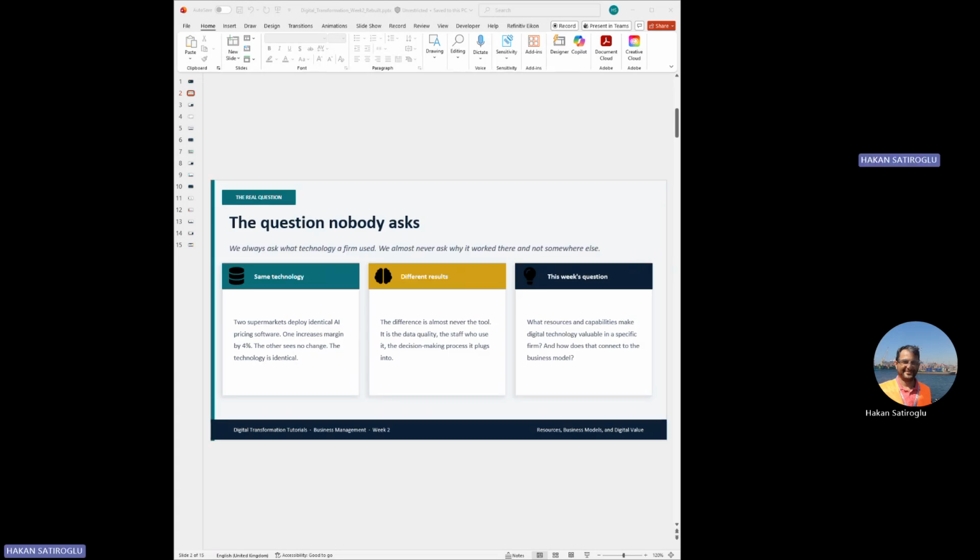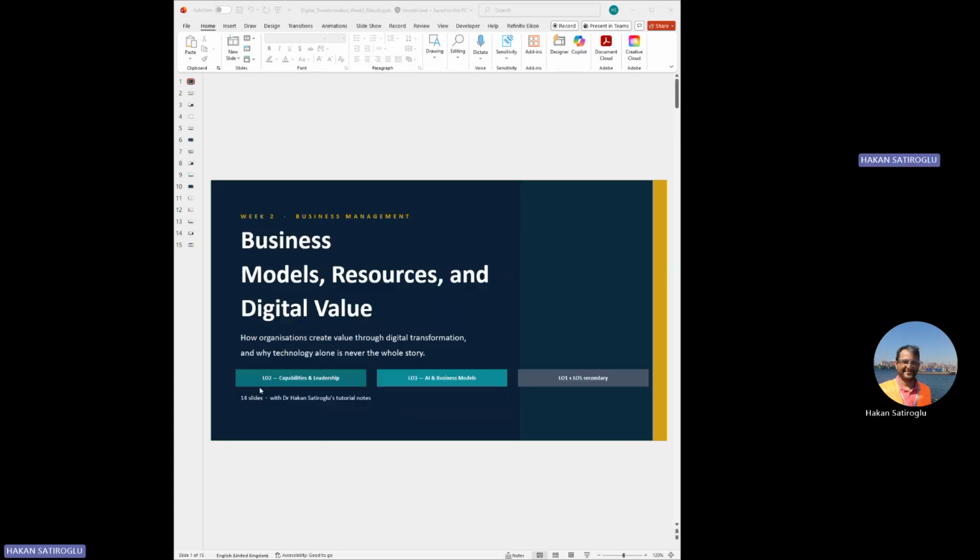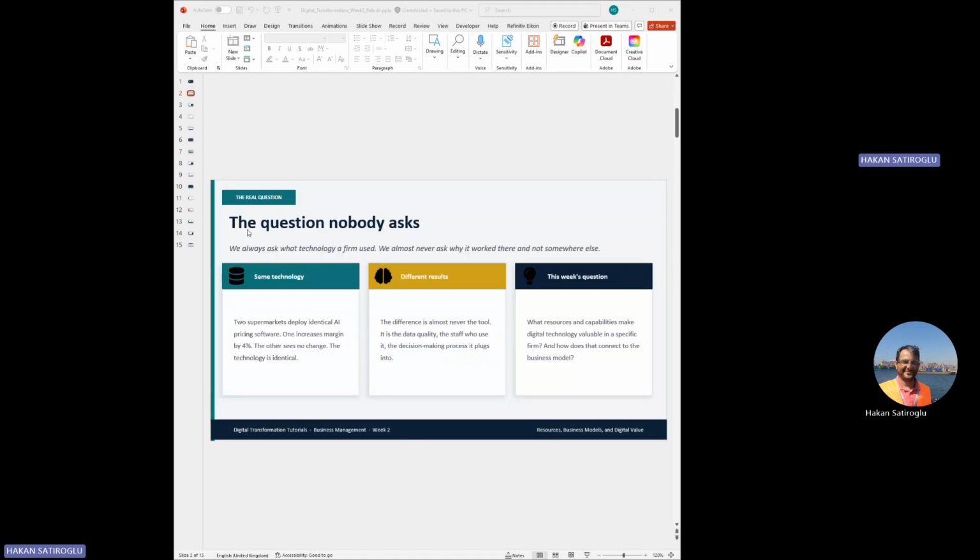This first slide has some learning outcomes about what I expect you to learn after this lecture. This is the main body of what we are going to see. Two supermarkets deploy identical AI pricing software, the same technology. One increases margin by 4%, the other sees no change. The technology is identical, however the performance is different. So you need to understand what is behind this discrepancy.